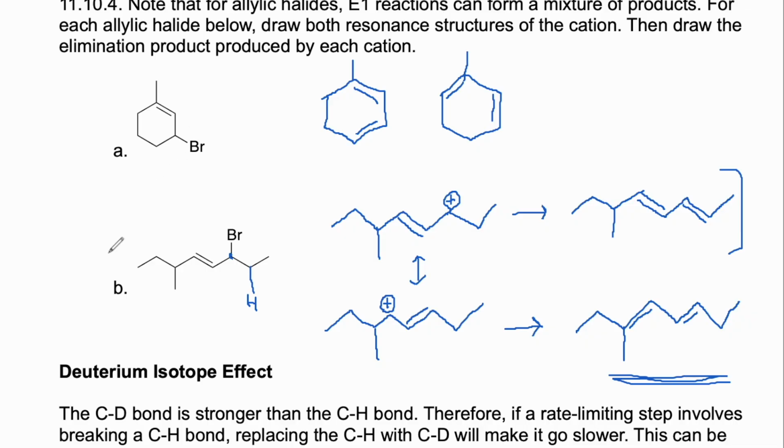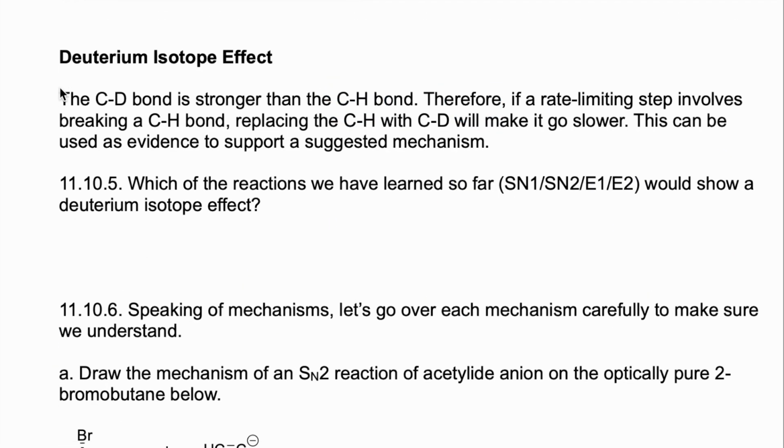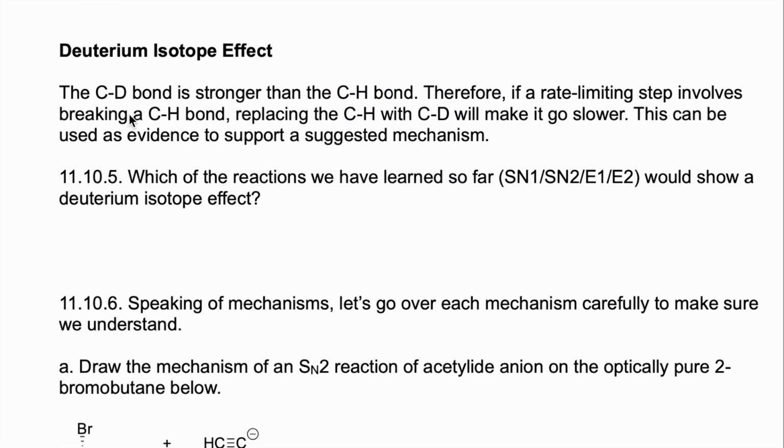So what is some other evidence that we even have this E1 mechanism that is possible? And that is called the deuterium isotope effect. So this deuterium isotope effect comes into play because deuterium is heavier than hydrogen. Deuterium is the isotope of hydrogen that has a mass of 2. There's 1 neutron and 1 proton in the nucleus, whereas most hydrogen only has the 1 proton in the nucleus, and so it has a mass of just 1.